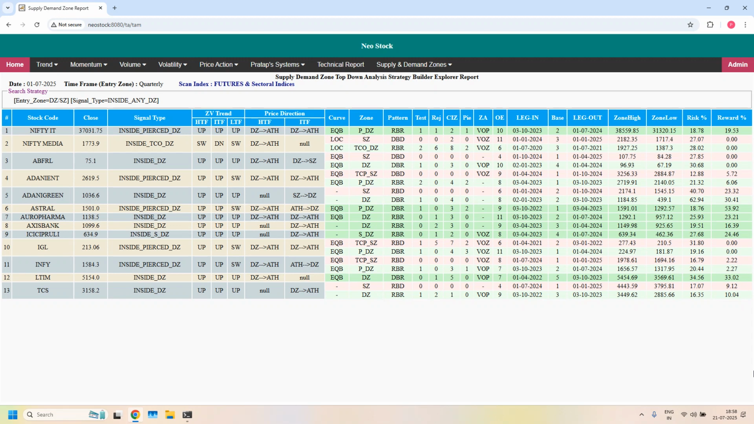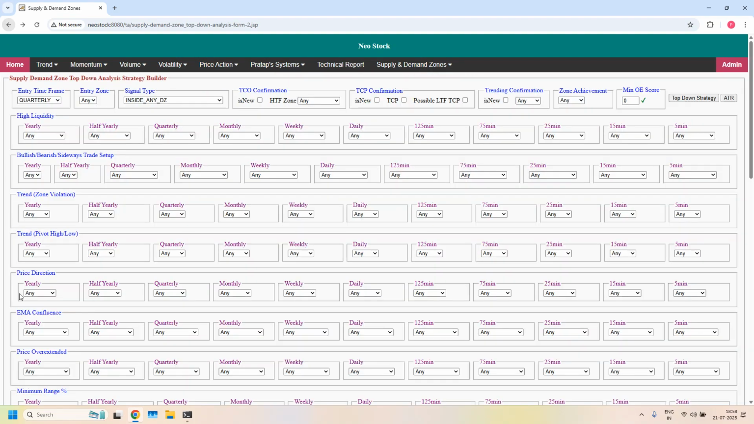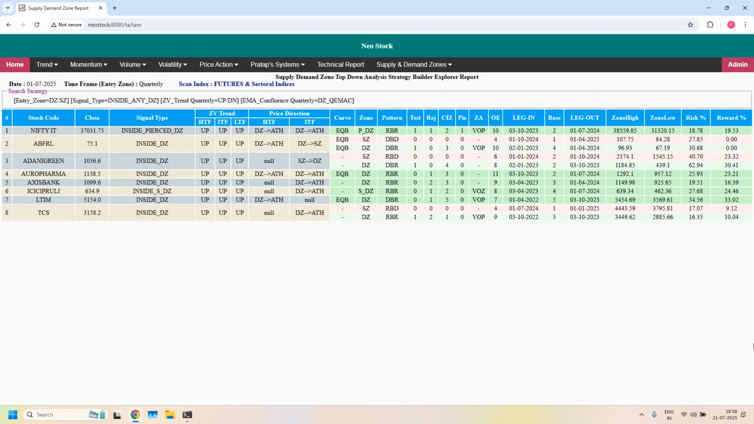Let us further filter to find the better quarterly demand zones. Let us check EMA confluence. How many quarterly demand zones have quarterly EMA confluence? Let's verify. Quarterly demand zone having quarterly EMA. At the same time, the quarterly trend should not be sideways. That's why in the quarterly trend, I'm checking up or down, but not sideways. Now we got 8 stocks. All these 8 quarterly demand zones have quarterly EMA confluence, and the current price is closed in that quarterly demand zone.